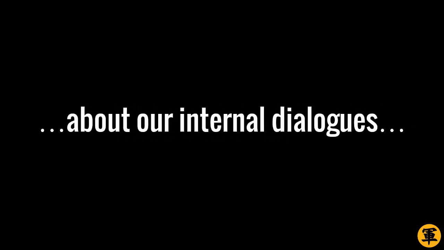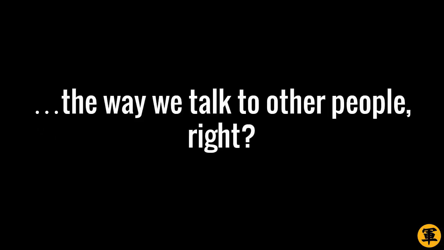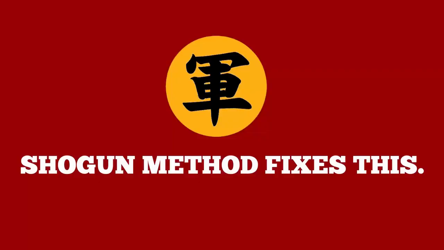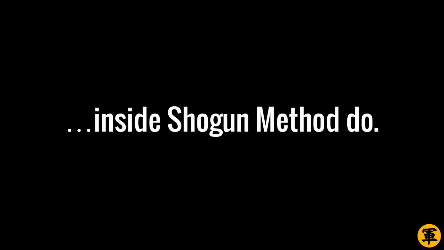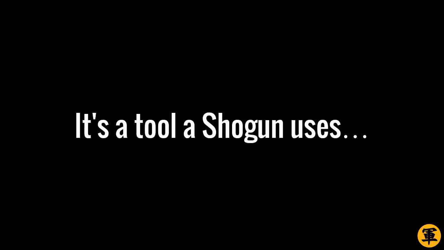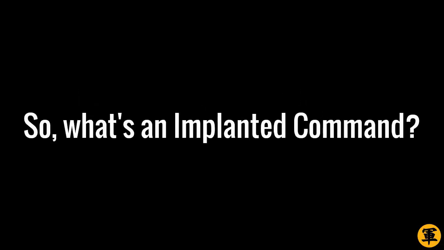There's this thing about our internal dialogues that differ between a man and a woman. I mean, we talk to ourselves the way we talk to other people, right? But it's different for a woman. The way she talks to herself differs from how she talks to guys. And here's the trick. If you speak to a woman the way she speaks to herself, she will believe what you say as her own thoughts. It's quite amazing if you think about it. All you need to do is talk to her the way she talks to herself, and you can insert thoughts into her mind. And that's what implanted commands inside Shogun method do. It's a tool the Shogun uses to make a woman think about anything he wants her to think. Pretty cool, right? So what's an implanted command?